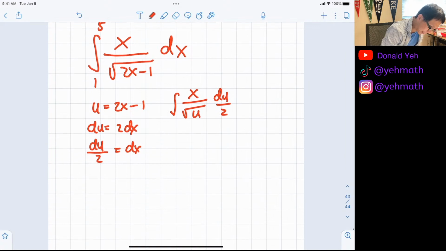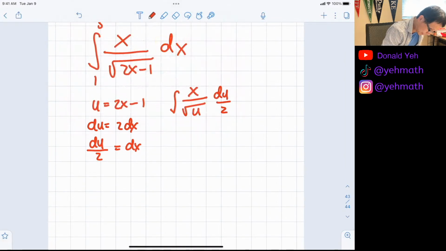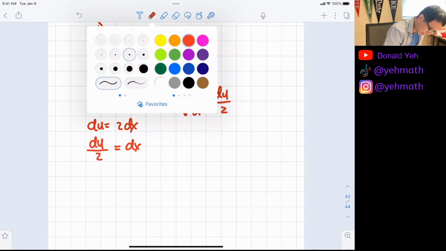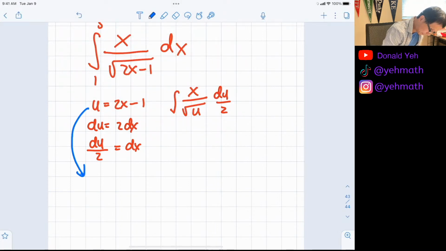This one requires a back sub. So I'm gonna do a back sub here. So it'll be u plus 1 over 2 equal to x.